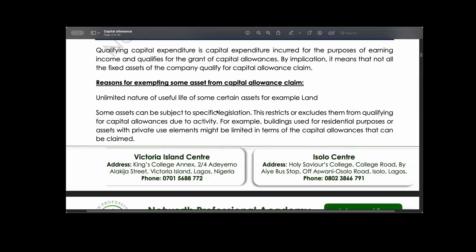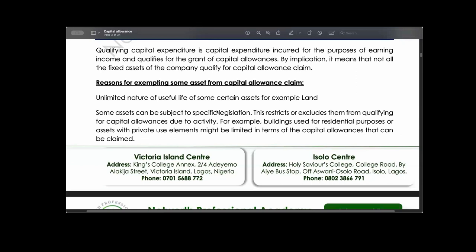Some assets can be subject to specific legislation which exclude them from claiming of capital allowance. For example, building used for residential purpose or assets with private use element might be limited in terms of capital allowances that can be claimed. So when you use an asset for the purpose of private facility, you use it for residential purpose, such an asset, you cannot claim capital allowance on it. And therefore, we can reasonably say that that asset does not qualify for capital allowance.